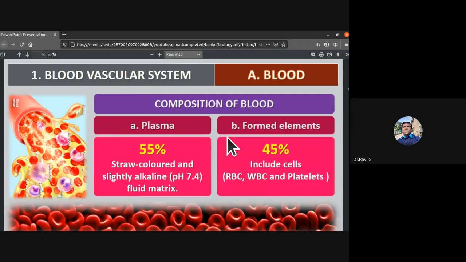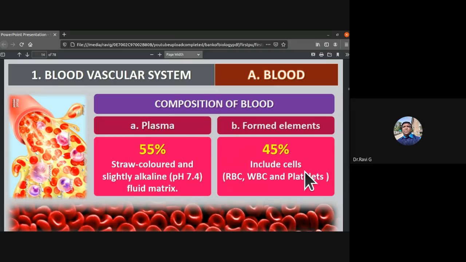So within the body, the blood having this fluid part, we call it plasma. Outside the body, if the blood clots, the fluid part which is left out, we call it serum. So after clotting, the fluid part that is left out is called serum. But within the body, the fluid part of the blood we call plasma. Okay, let us remember the difference between plasma and serum.